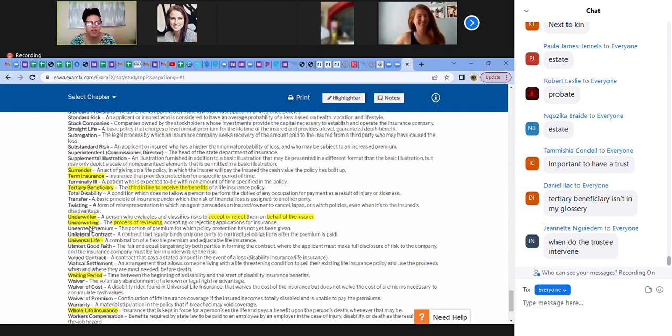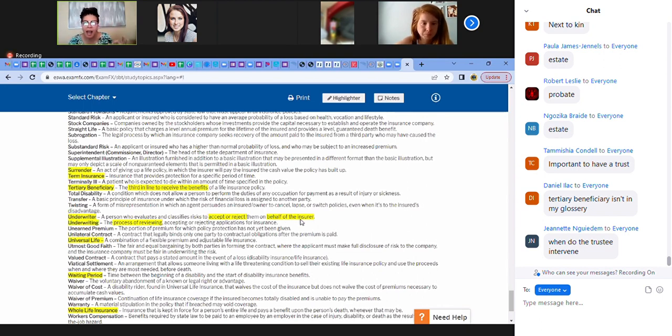So underwriter and underwriting, two different things. Let's start with underwriting first. Underwriting is the process of reviewing. We went over that application, we submitted it, now it's in the underwriting process. In the underwriting process, they may request different things to make sure the person could be insured. The underwriter, E-R, the person, is the one who accepts or rejects, so approves or declines on behalf of the insurer.